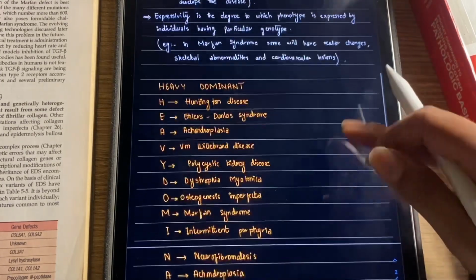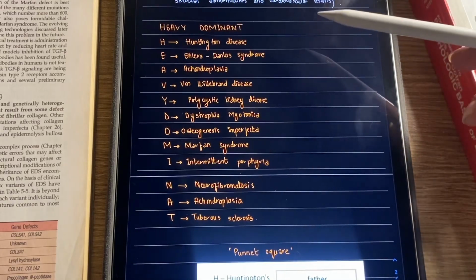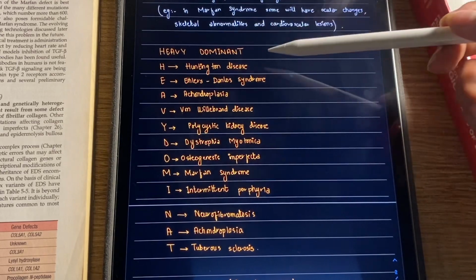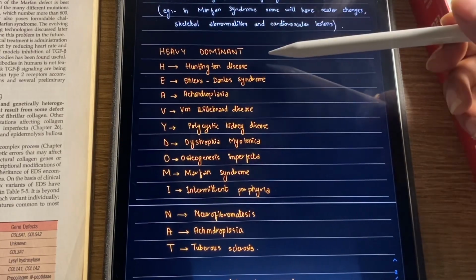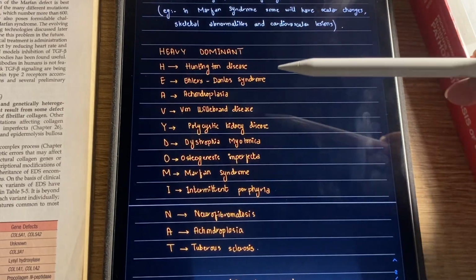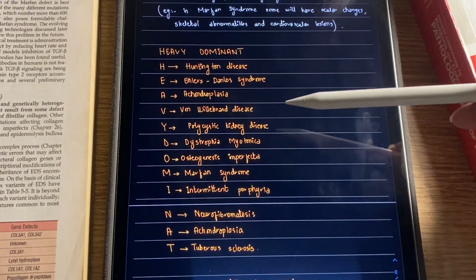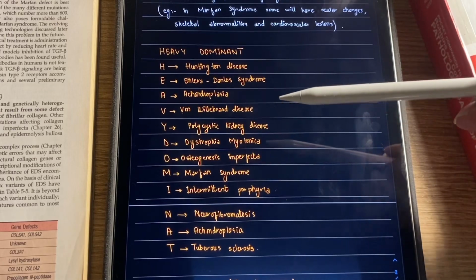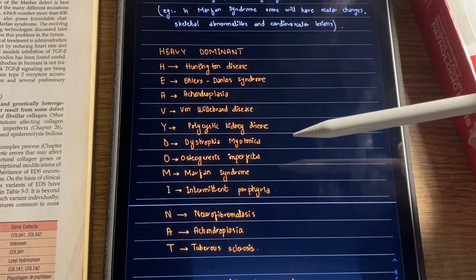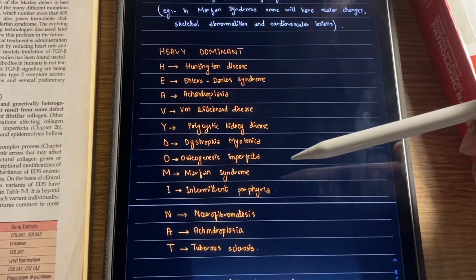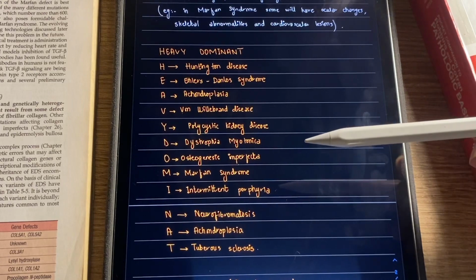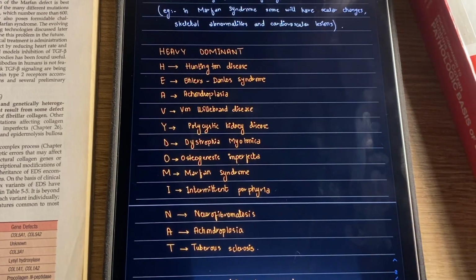Here we are having some autosomal dominant examples for which there's a mnemonic that is called HEAVY DOMINANT. From H we have Huntington disease, E Ehlers-Danlos syndrome, A achondroplasia, V von Willebrand disease, Y for polycystic kidney, D for dystrophia myotonica, O osteogenesis imperfecta, M for Marfan syndrome, I for intermittent porphyria, N for neurofibromatosis, A for achondroplasia, and T for tuberous sclerosis.